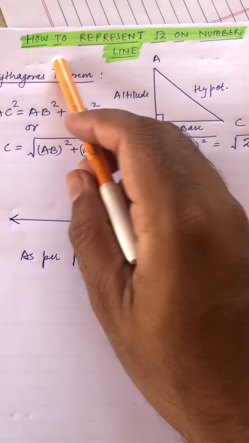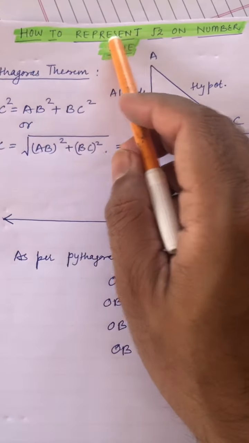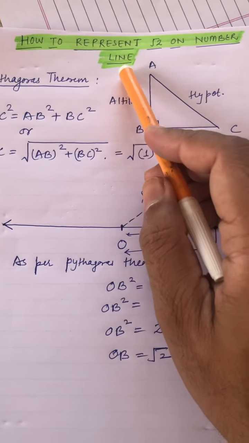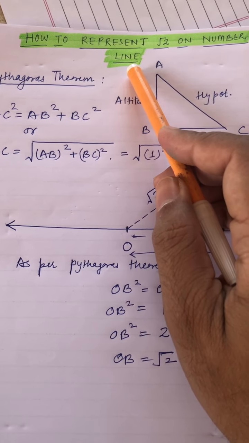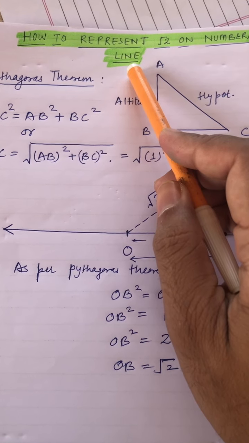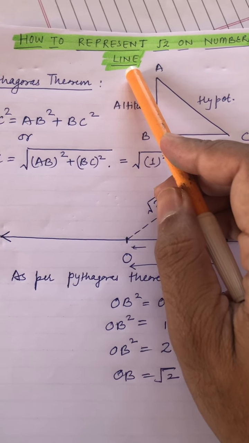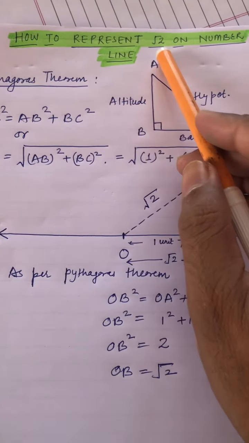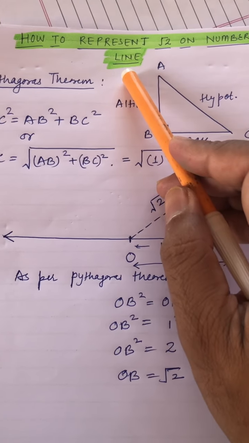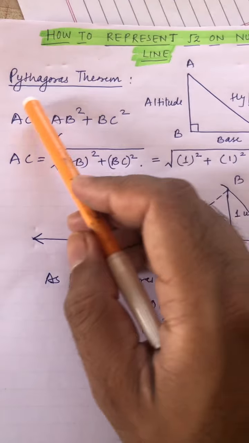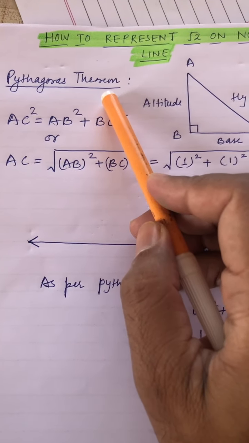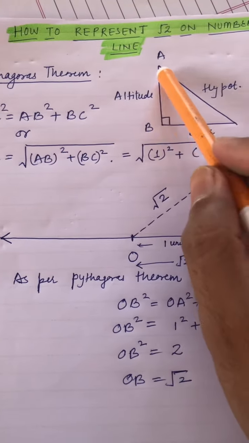Now today we'll learn how to represent under root 2 on number line. In smaller classes you know how you are denoting numbers on a number line, just like 4 upon 3, 5 by 2, like this. So similarly we'll represent under root 2 on a number line. Now before that you should know Pythagoras theorem. You know Pythagoras theorem, it is applied on a right angle triangle.